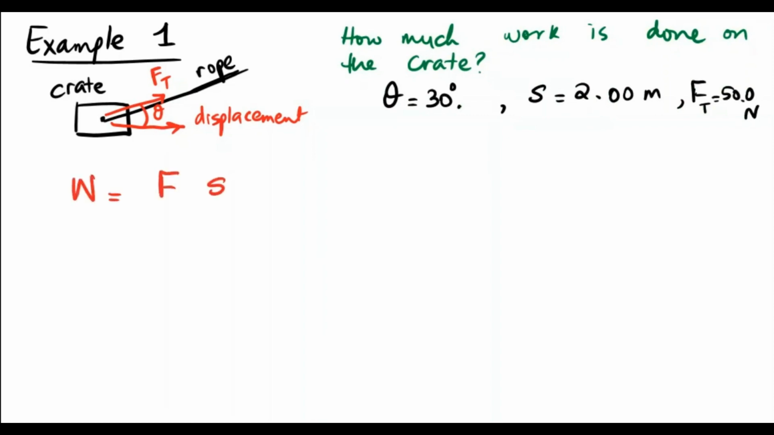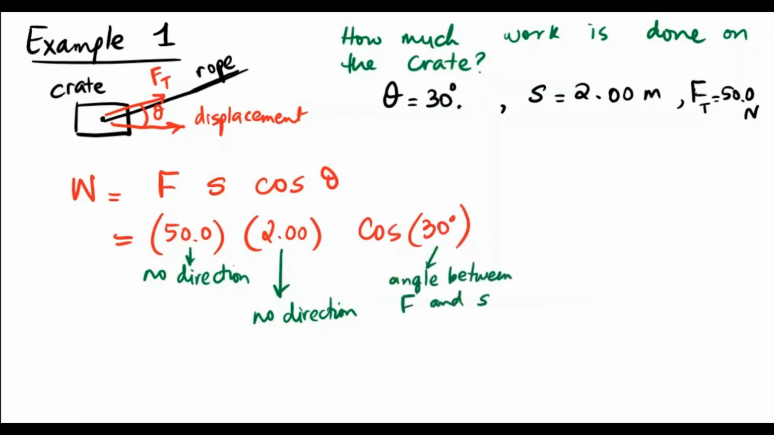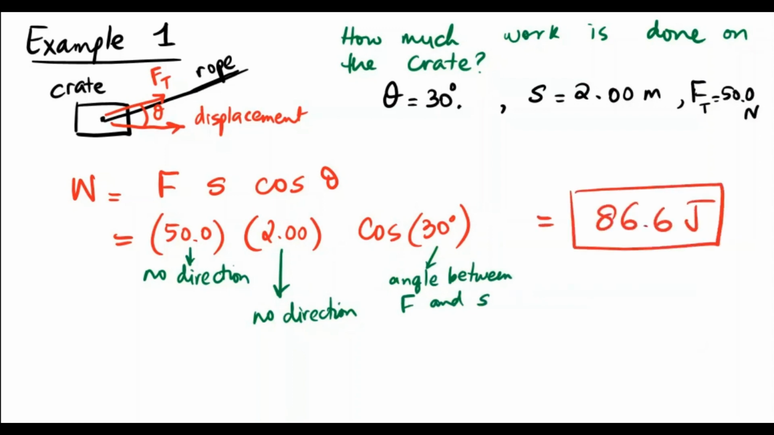We can start with the equation again. Write down the equation, plug in the numbers for the force and the displacement. Keep in mind we're not going to plug in any directions because the angle part is going to take care of the direction between the force and displacement. So when we plug in the value of the angle, 30 degrees, that's already taking care of the angle between force and displacement. So when we do the calculations, our answer comes out to be 86.6 joules. Now this is the work done on the crate by the force as it moves.